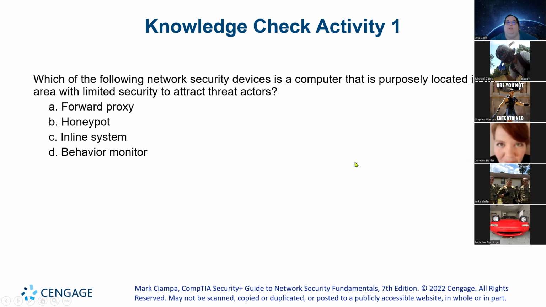Okay, knowledge check. Which of the following network security devices is a computer that is purposely located in an area with limited security to attract threat actors? Forward proxy, honeypot, inline system, behavior monitor.